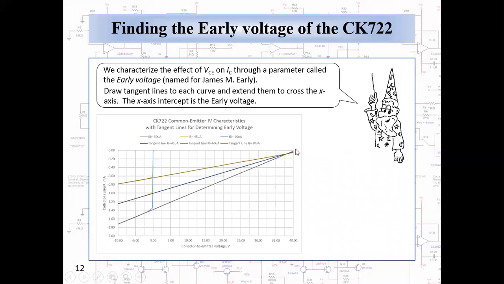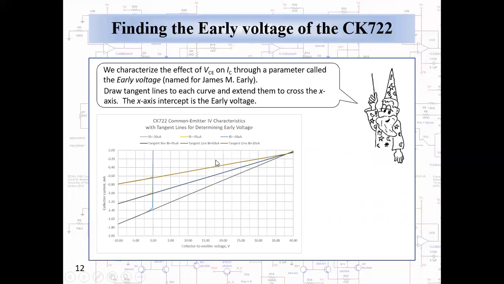And here is 0 milliamperes, so the x-axis is up here. We're looking at quadrant 3 with this particular presentation. Where these tangent lines cross the x-axis is the early voltage.